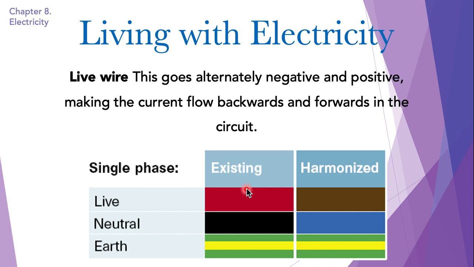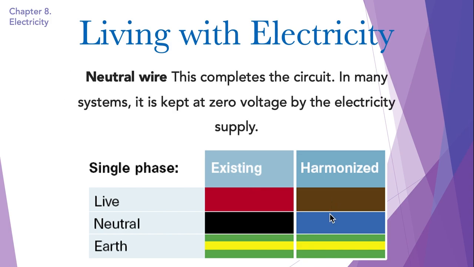Then we have the neutral wire, which is black in color, and if it is harmonized, it becomes blue in color. This completes the circuit. In many systems, it is kept at 0 voltage by the electricity supply company. The neutral wire's use is just to complete the circuit, and it is kept at 0 voltage because it's just neutral.